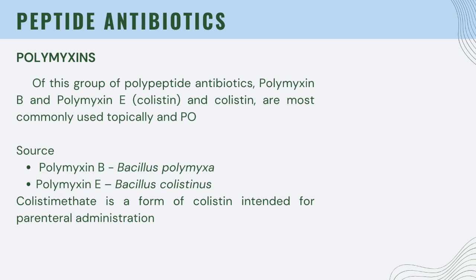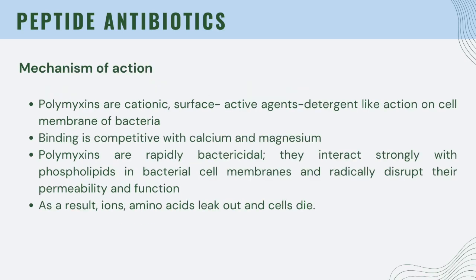First, we have polymyxins. Of this group of peptide antibiotics, polymyxin B, which is sourced from Bacillus polymyxa, and polymyxin E or colistin, which is sourced from Bacillus colistinus, are most commonly used topically and orally. The mechanism of action of polymyxins involves disrupting the integrity of bacterial cell membranes, leading to cell death.